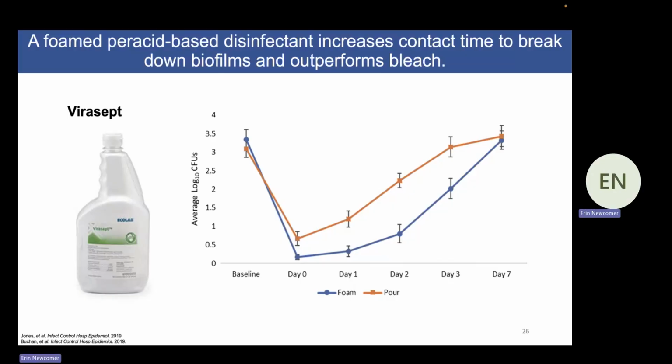Another group also looked at the use of hydrogen peroxide or peracid-based disinfectant and looked at the difference between just pouring the disinfectant down the drain and letting it wash past, or foaming the disinfectant, which could allow it to increase contact time and possibly help break down those biofilms. In this study, they did observe that foaming the disinfectant seemed to slow the return of the bacterial growth and provide more days of decreased bacterial growth in a sink drain. So this was our intervention of choice.